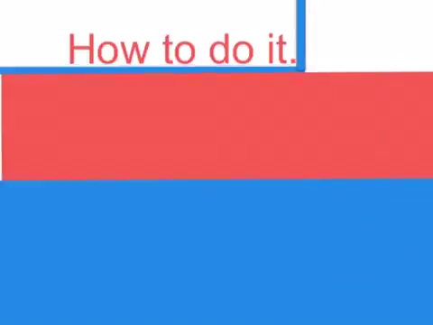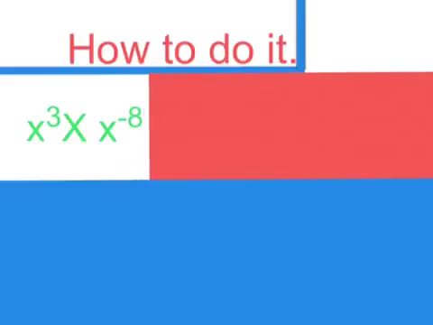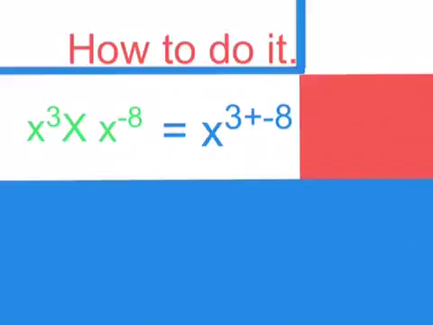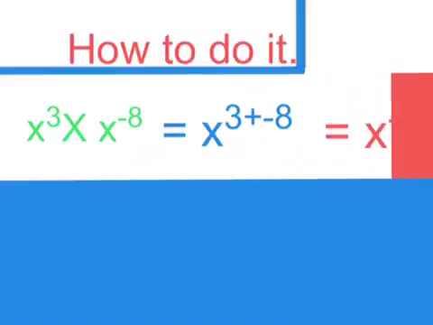Let's look at the next example. x to the power of 3 times x to the power of negative 8. To simplify expressions like this, you add up the powers. In this case, 3 plus negative 8, and this should equal x to the power of negative 5.